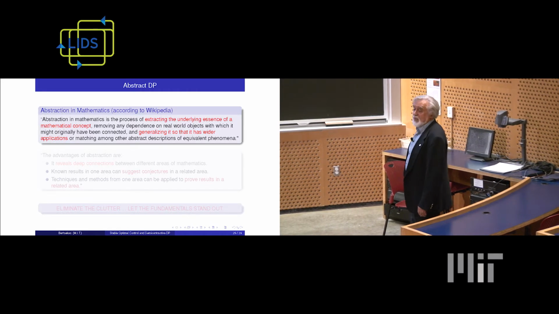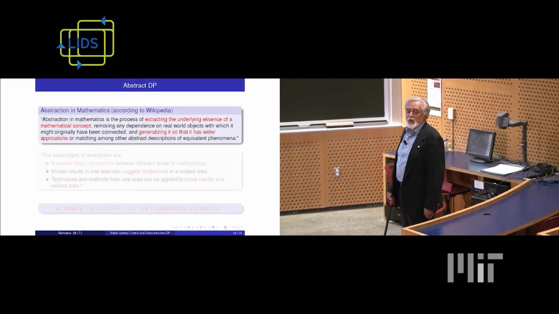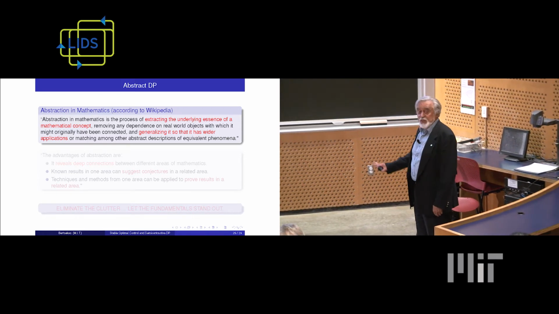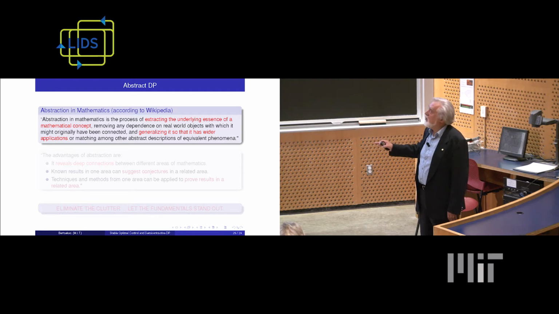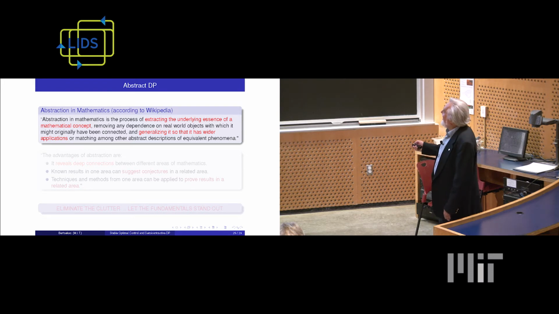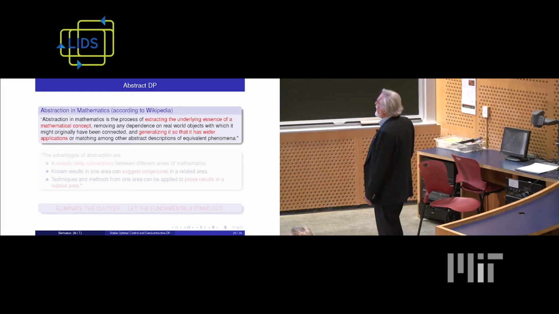Okay, just a few things about abstract dynamic programming. I looked into Wikipedia, the source of all wisdom these days, and it gives this nice definition of abstraction in mathematics. It says that abstraction is a process of extracting the underlying essence of a mathematical concept, removing any dependence on real-world objects, no regard to applications, and generalizing so that it has wider applications or connects with other similar phenomena.